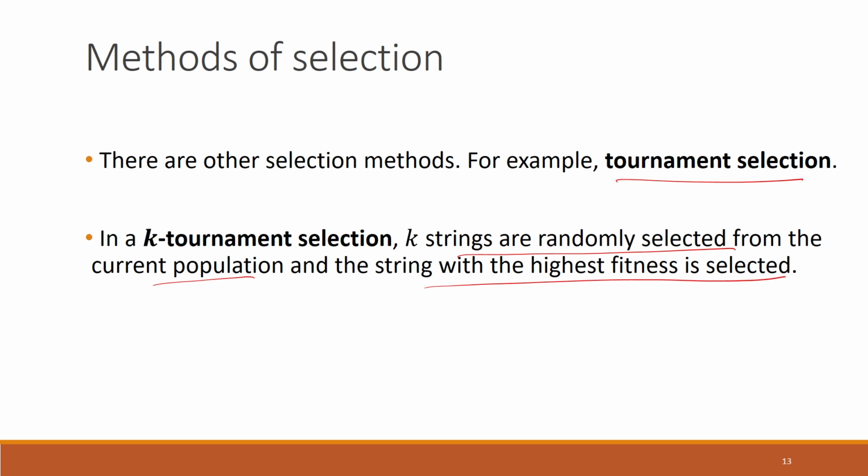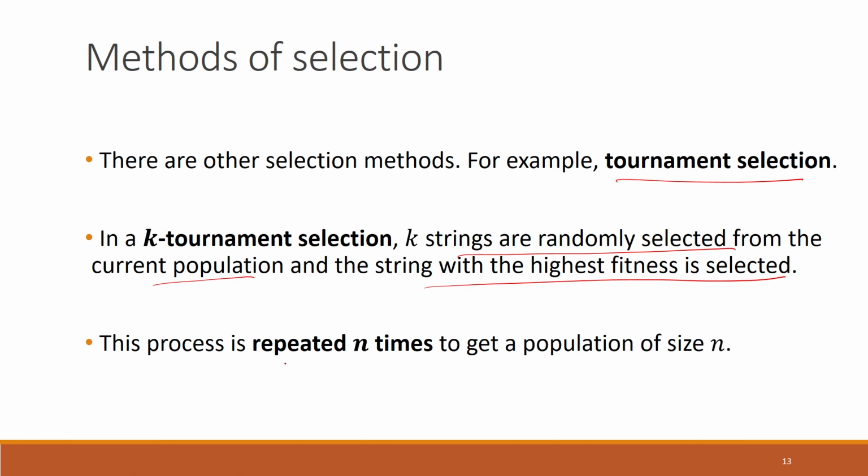Okay. So for example, if it's a 2 tournament selection, and suppose we have to generate 6 strings because we have set n equal to 6. What we will be doing is that in order to generate the first string, we will be randomly choosing any 2 strings because it is 2 tournament selection, and whichever one has higher fitness we will put it there. Okay, again we will go back to the 6 strings that we had, and then we will again pick 2 strings at random and choose the one which has higher fitness value, and we will keep doing this a total of 6 times. Okay, so this process is repeated n times to get a population of size n.